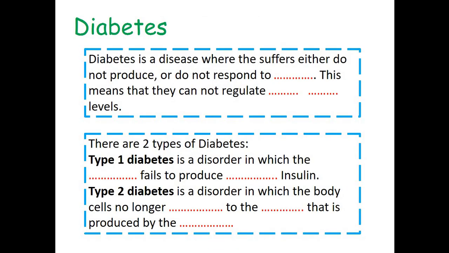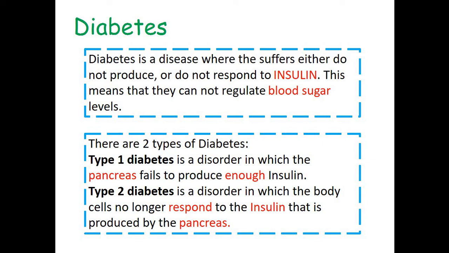So diabetes then. Diabetes is a disease where the sufferer either does not produce or does not respond to insulin. This means that they cannot regulate their blood glucose levels. And we might know somebody that suffers with diabetes. We may have diabetes ourselves.